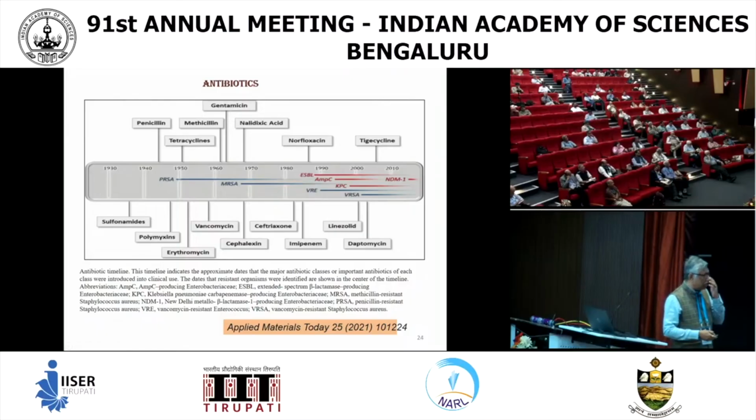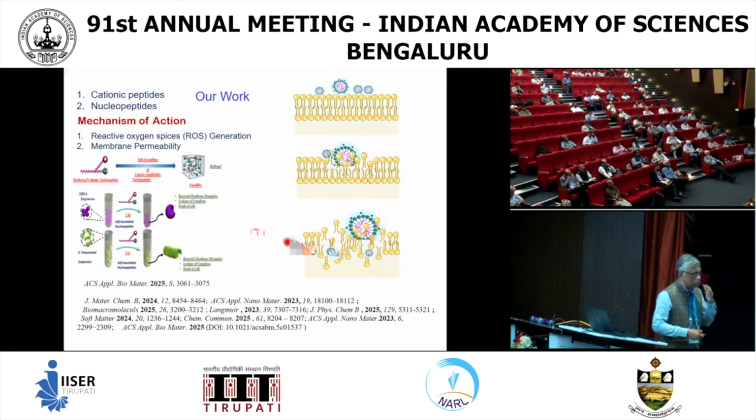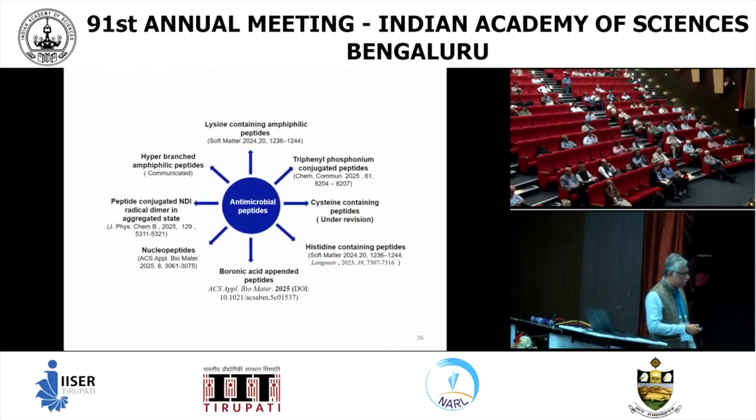And now we all know that we are in an era of antibiotic-resistant molecules. Most of you know how they work: they change the permeability of the outer and inner membranes of gram-positive and gram-negative bacteria and change the membrane potentials. That's the mode of action, and they also use the production of reactive oxygen species, ROS generation. And this is a glossary of different types of peptides which have been made, and these are all published papers.